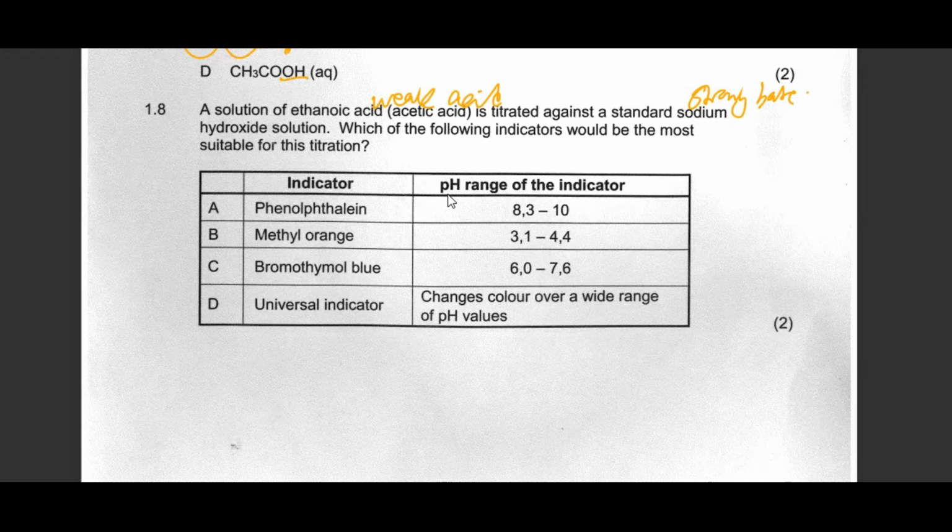Therefore, they're asking which one of the following indicators would be the most suitable for this titration. Because it's going to be more basic than acidic, because of the strong base reacting with a weak acid, the indicator which is going to be better is phenolphthalein. So the answer is going to be A.